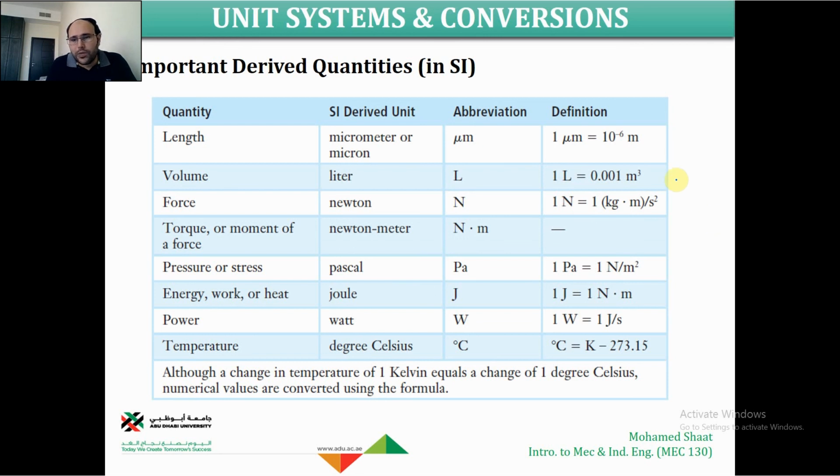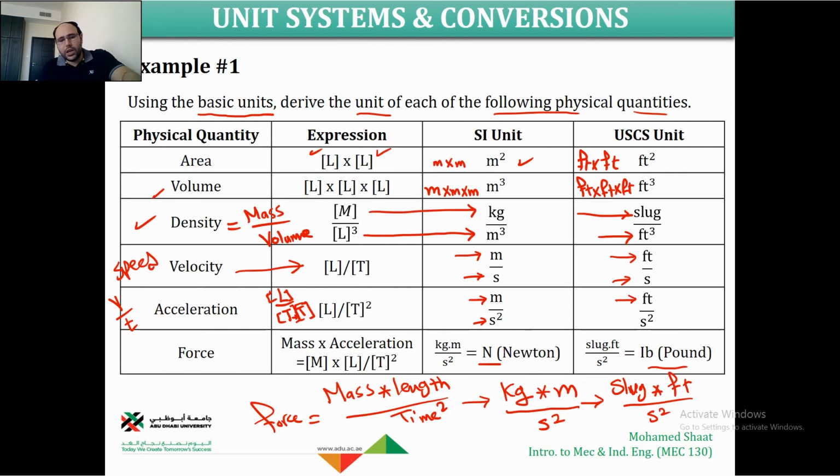Some of the important unit conversions also include the liter, and how we convert from liter to meter cubed. The liter is a unit of measuring volume. 1 liter is equivalent to 0.001 meter cubed, which means that 1 liter is equivalent to 10 to the power negative 3 meter cubed. Also, you should understand that 1 Newton is equivalent to kilogram times meter divided by second squared, and we have demonstrated this before in the example of the force. The force is kilogram meter per second squared, which is equivalent to Newton.